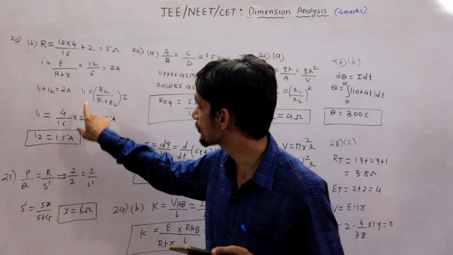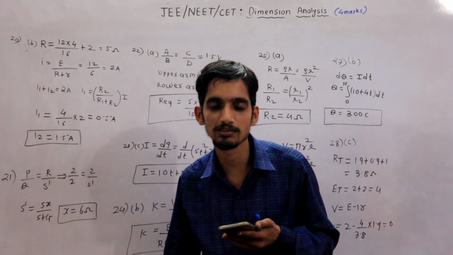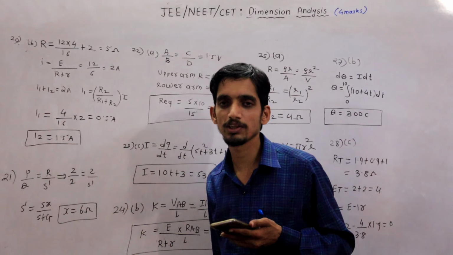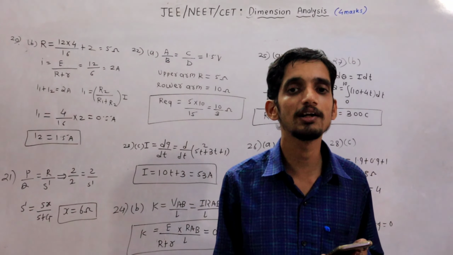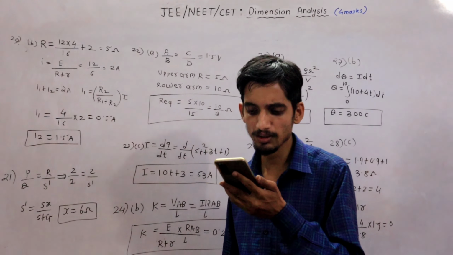So I1 is 0.5 ampere. So I2 is how much? 2 minus 0.5, which is 1.5 ampere. So option B is the correct answer for question number 20. Here we simply have to use series-parallel combination as well as the current division rule.